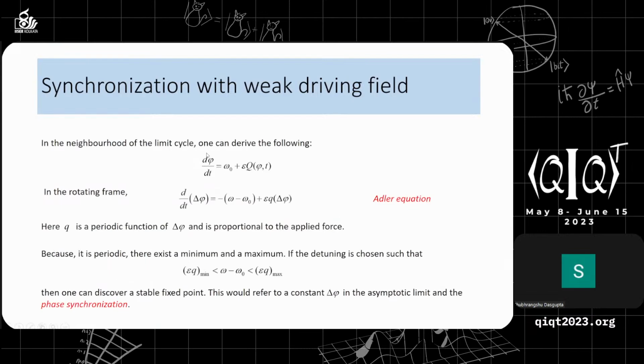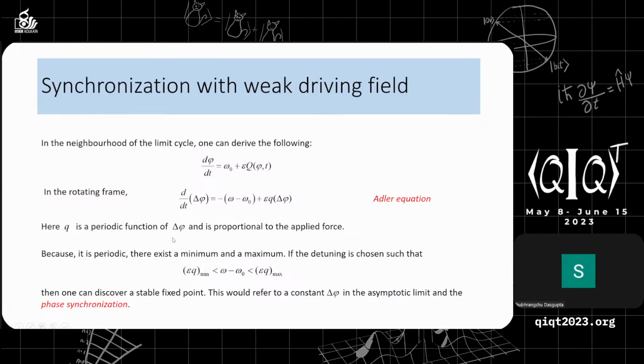Okay, so now in the neighborhood of the limit cycle, if I give a perturbation to the oscillator, then we can get an equation of the phase of the oscillator, where the capital Q is proportional to the force that is given by the driving field. And this capital Q is a periodic function. We can understand that this is a nonlinear equation, because capital Q is periodic. In the rotating frame, at the driving field frequency, this equation becomes an equation of the phase difference between the oscillator and the driving field. And this is known as the Adler equation.